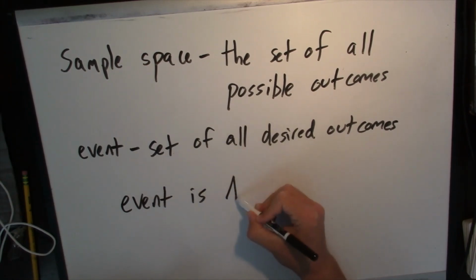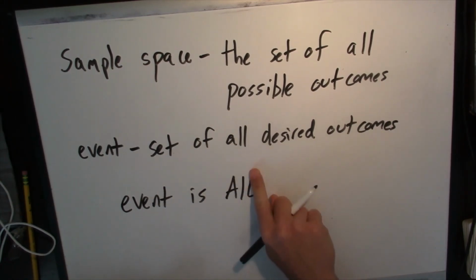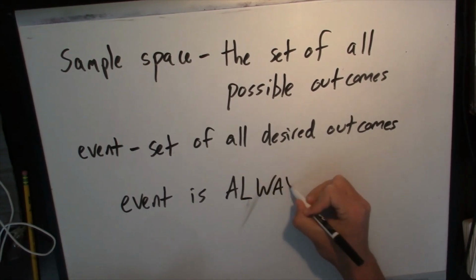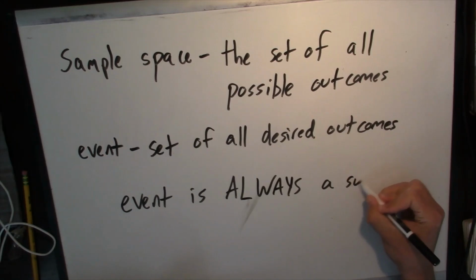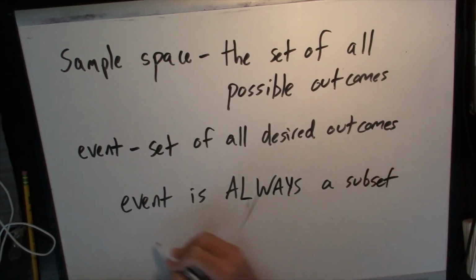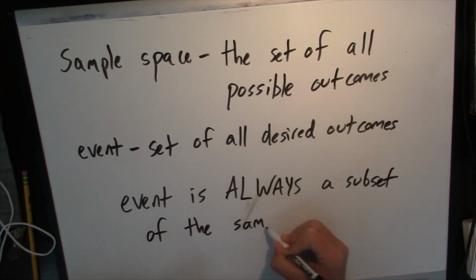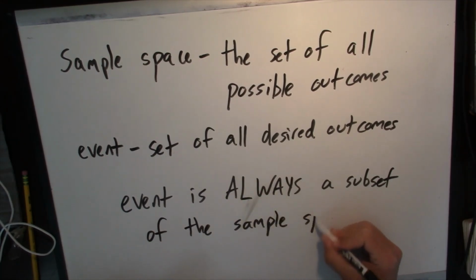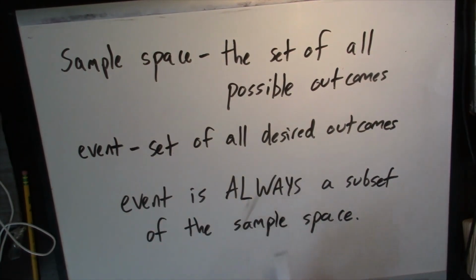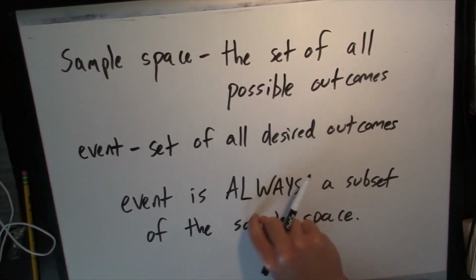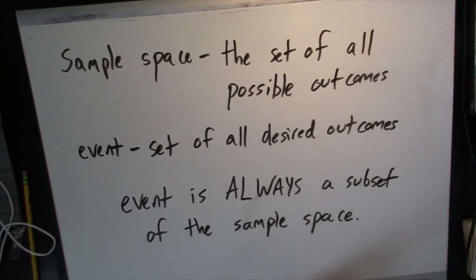Now the event is always a subset of the sample space. So an event is always a subset of a sample space. I will do a quick review of what a subset is as well, but right now this is just setting up what we're going to be talking about.